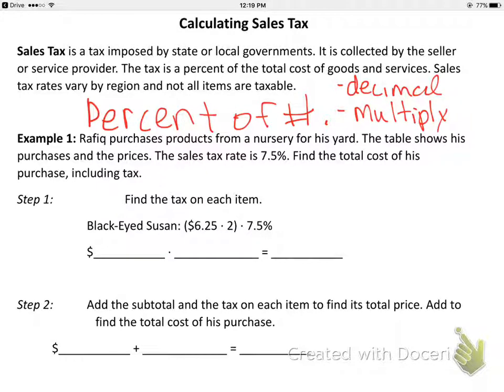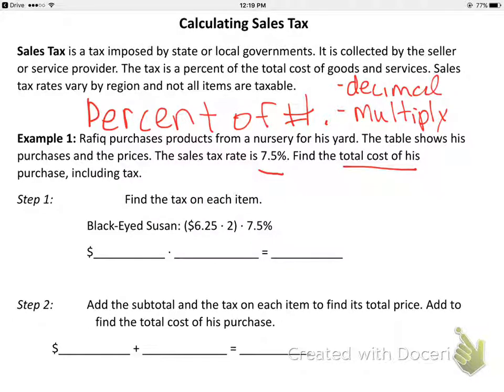So, example, Rafiq purchases products from a nursery for his yard. The table shows his purchases and the prices. So if you're looking at your page, that's below these two steps. The sales rate percent is 7.5%. Find the total cost. So find the tax on each item.